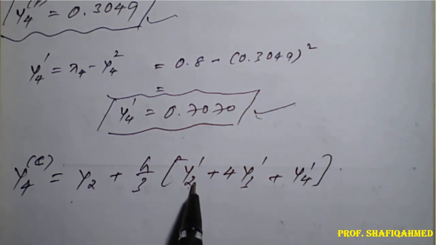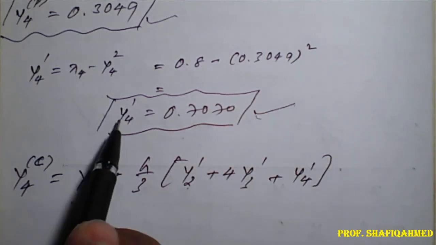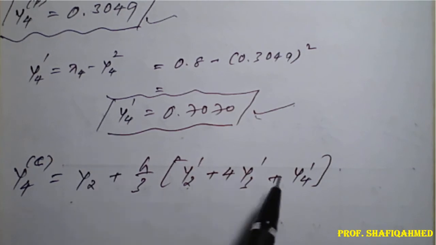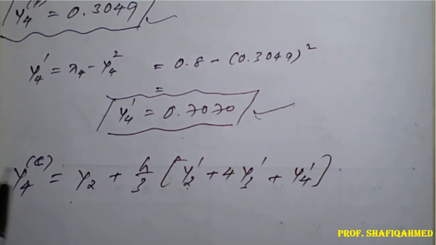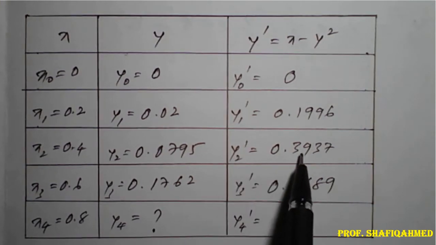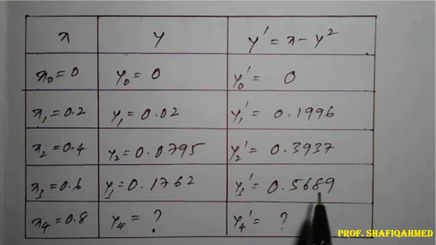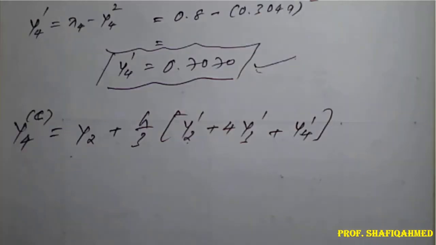So I will go back to the table and I will just show you y2 dash value, y3 dash value, and y4 dash value. The y4 dash value we have just calculated, so this value will change. y2 and y3 we will take from the table now. So what is y2 dash and y3 dash from the table? We'll see. y2 dash is 0.3937, y3 dash is 0.5689. These values will be substituted there.